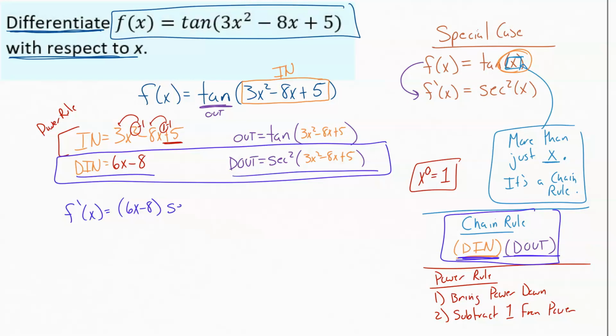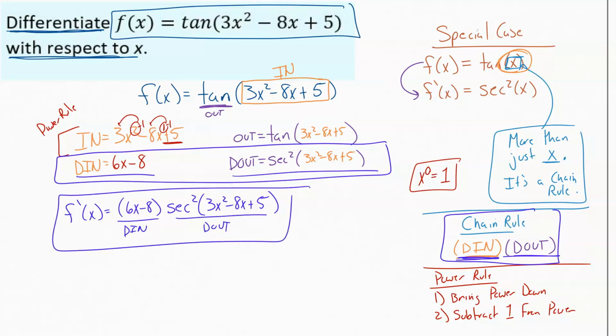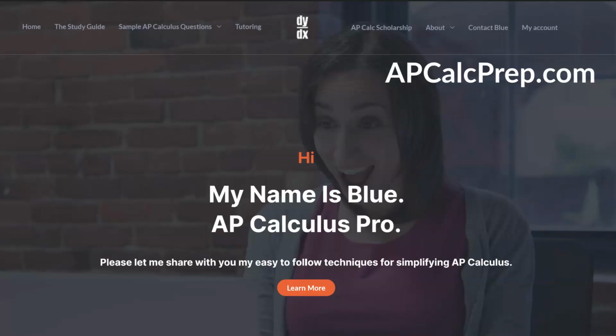So the derivative of the outside, the derivative of tangent is secant squared, and then you leave alone all the junk you already took the derivative of. And so here we have our d in times our d out. That's our final answer for our derivative. Get up and walk away. There's no simplification necessary.